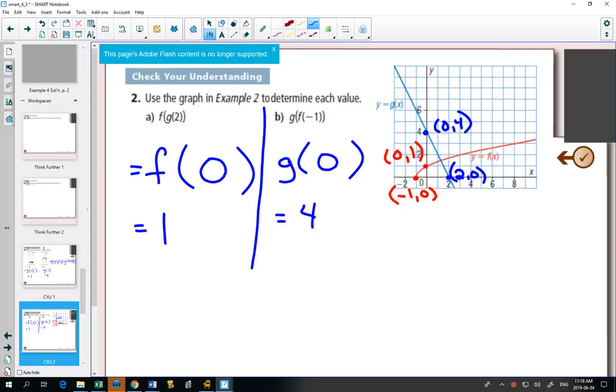So in example 1, we had a table of values. In example 2, we had graphs to get those answers off of. We're going to do example 3 right away as well, but I'll give you your questions for example 2: 5, 7, 13, and 15.